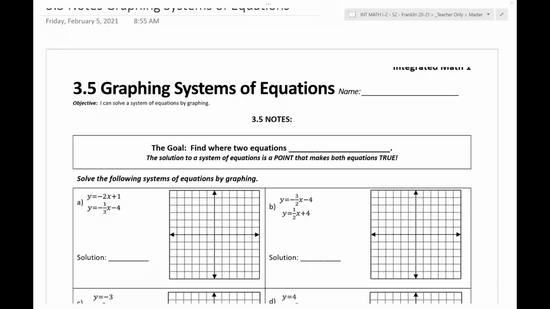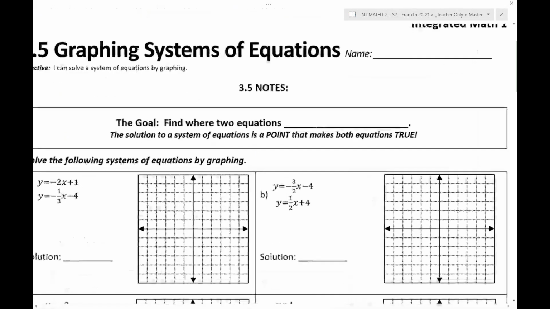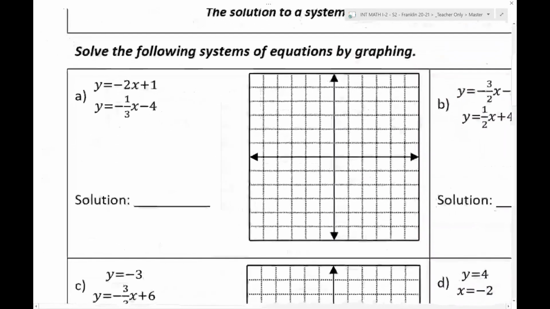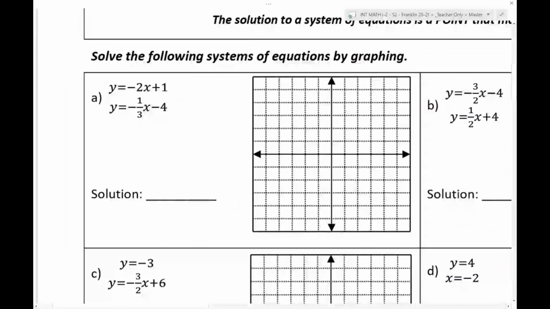And so to do this graphically, the goal here is to find where these two equations intersect. So we're going to be graphing them both on the same coordinate plane and just finding the point where they cross. So the first example here, we have two equations, y equals negative 2x plus 1 and y equals negative 1/3 x minus 4. So we're just going to graph these both and see what happens.